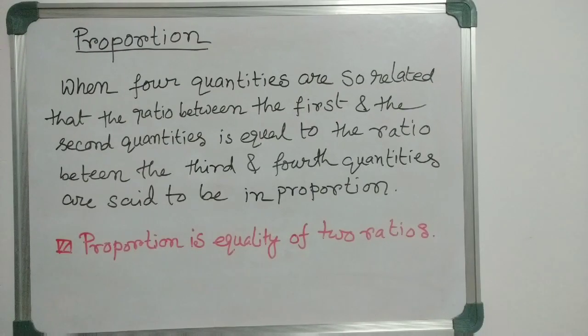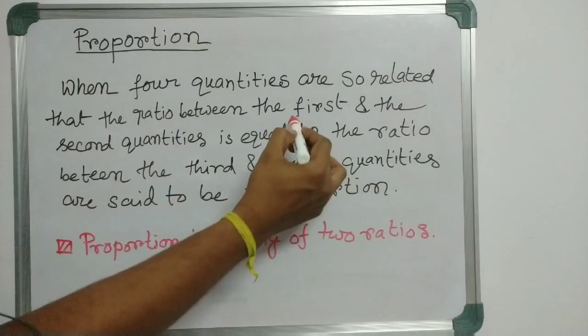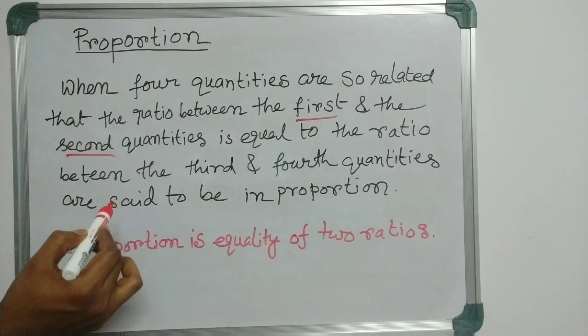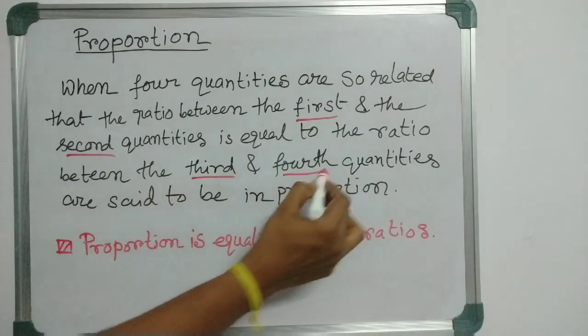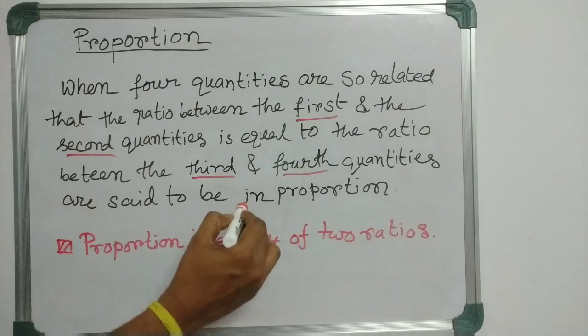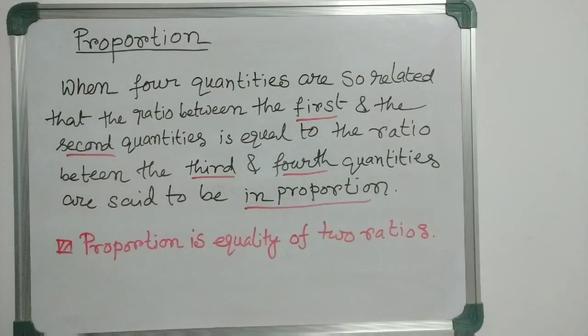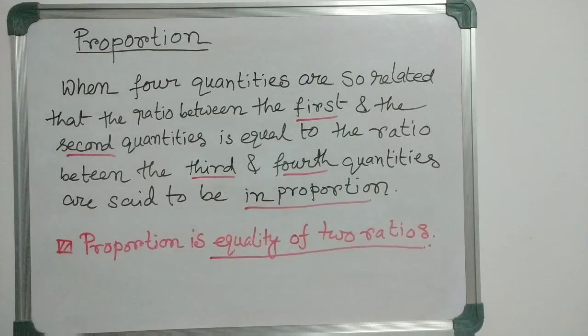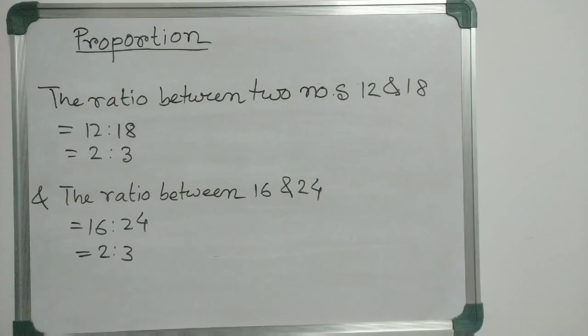What is proportion? When four quantities are so related that the ratio between the first and the second quantities is equal to the ratio between the third and fourth quantities, then these two ratios are said to be in proportion. That means, in a word, proportion is nothing but the equality of two ratios. Let us go for an example.